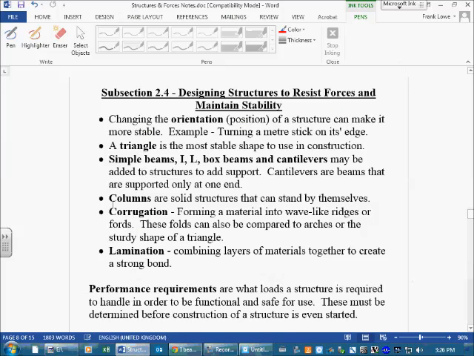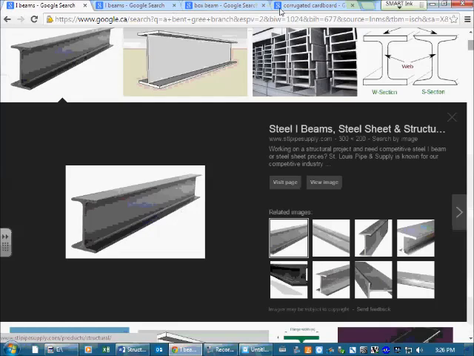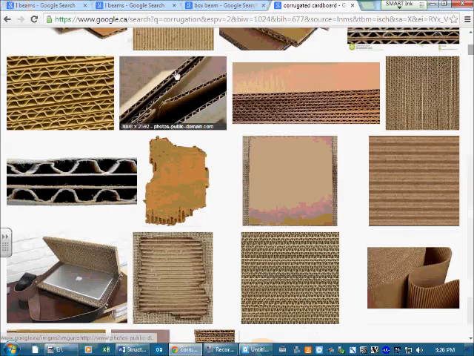Something else we're going to look at, columns, I'm not going to talk about. If you don't know what columns are, then look it up. Okay, corrugation though. Oftentimes we think about corrugated cardboard. If you look at cardboard and you look at the edge, you'll see these little wavy pieces of paper in between there, right? So there's your wavy pieces of paper. Because we have this layer in there, that's what corrugation is, wavy pieces of material that help to strengthen a structure.